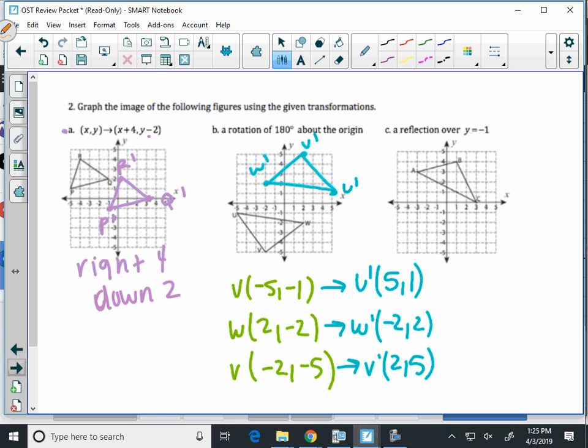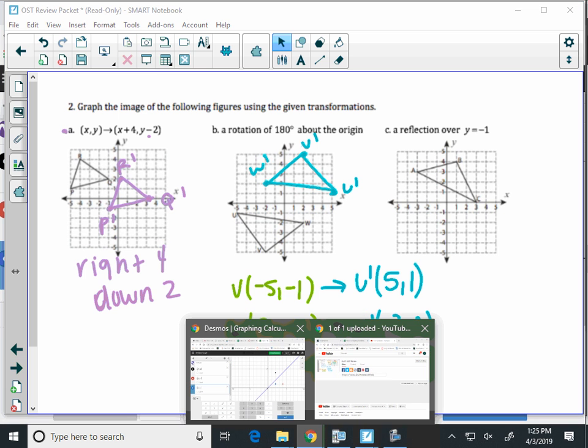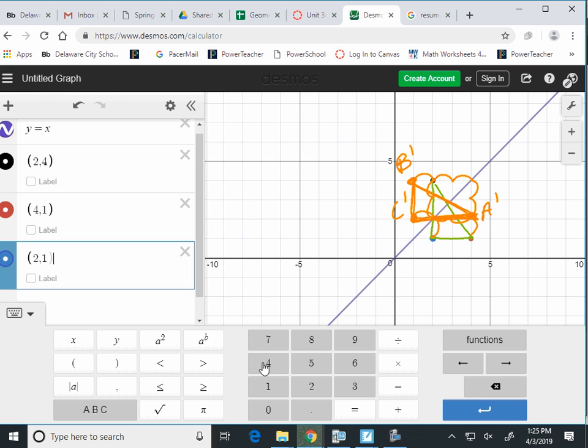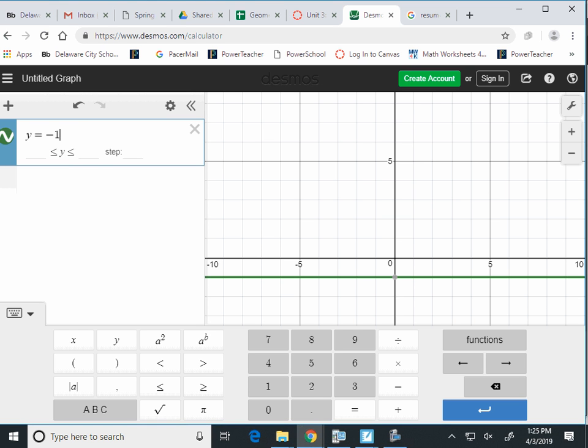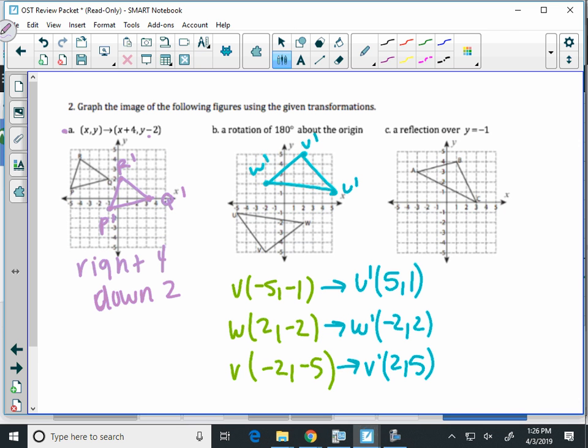Okay. This last one here, we're going to reflect this triangle over the line y equals -1. And again, if you are taking the OST and they ask you to do something like this, and you don't remember how to graph the line y equals -1, you are going to go to Desmos. Erase what you've already written and plot that line y equals -1, and it plots it for you. So you can mimic this on your grid paper. So it looks like there's a dot where y is -1 and then a horizontal line through it. So I'm going to go to my grid paper and mimic that.